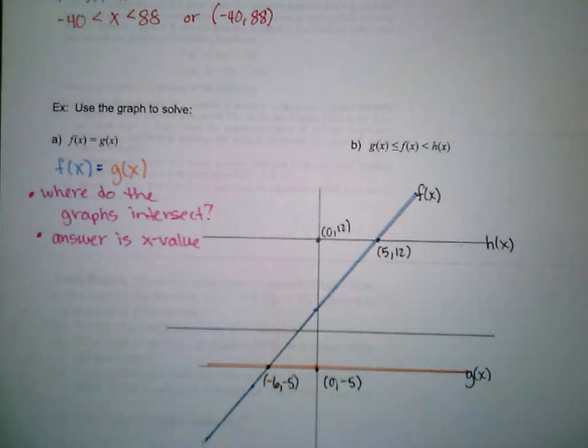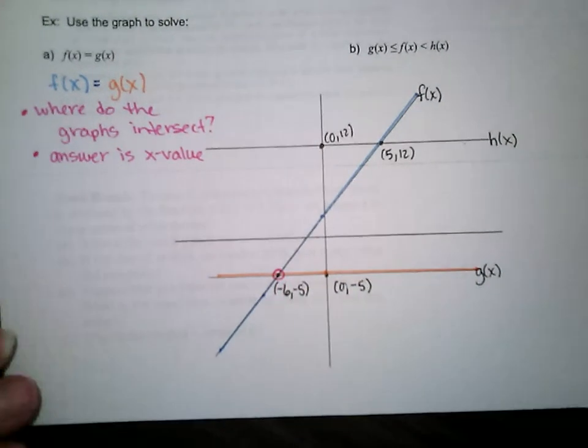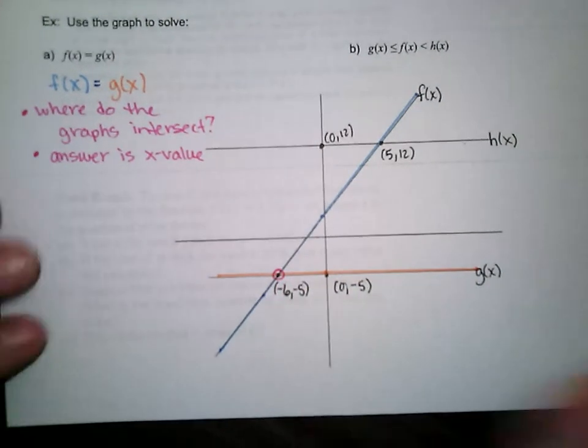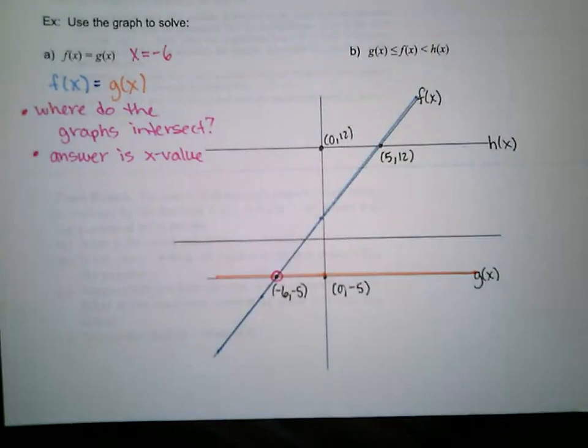Okay, so these two graphs intersect right here at -6, -5. So the answer to that question would be x equals -6.